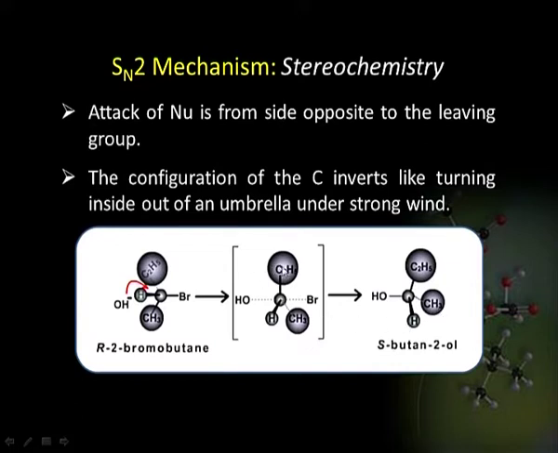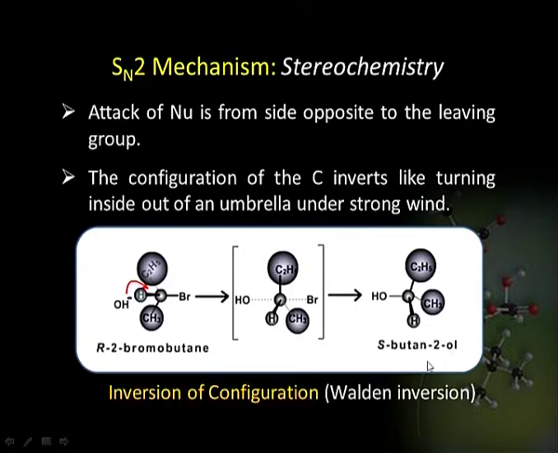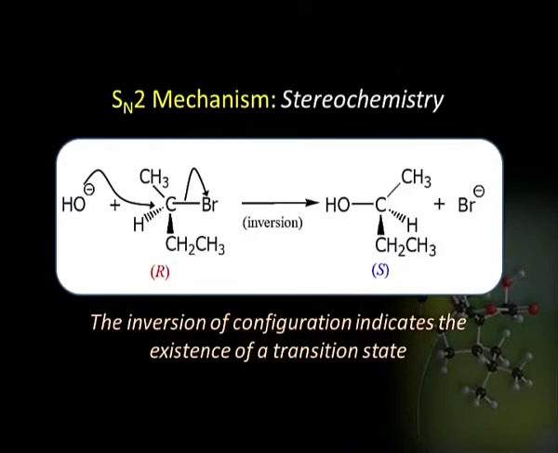The groups which were on this side of the carbon atom, they all get to the other side. As a result, from an R configuration we get an S configuration. So, inversion of configuration is observed, and after the name of the scientist who discovered it, it is called Walden inversion.